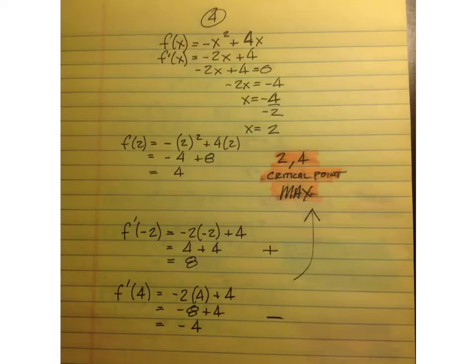On this one, again, you get an x value of 2. When you evaluate for that, you get a 4, so it's simply 2, 4. Plugging in on either side of 2, I used -2 and 4, and came back with an 8 and a -4. That's plus and then minus. That means it is a maximum point. Here comes 5.